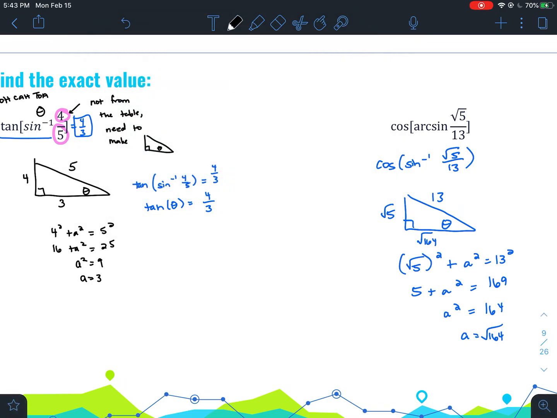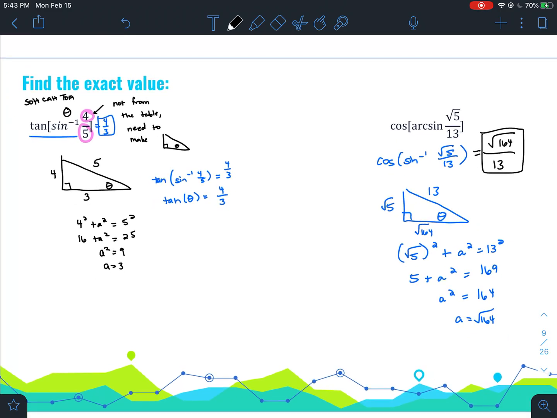And now we want to find the cosine of the angle in that triangle. Cosine is adjacent over hypotenuse. So adjacent is square root 164, and then over the hypotenuse 13. So the final value for this problem would be the square root of 164 over 13.